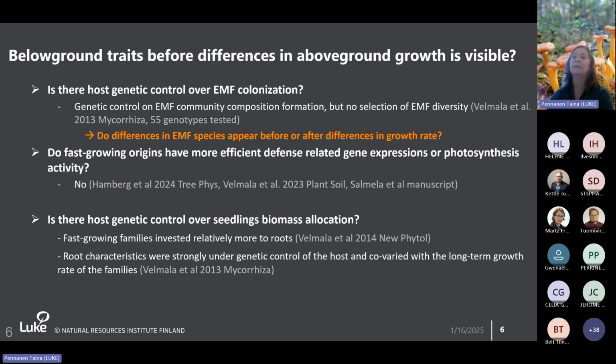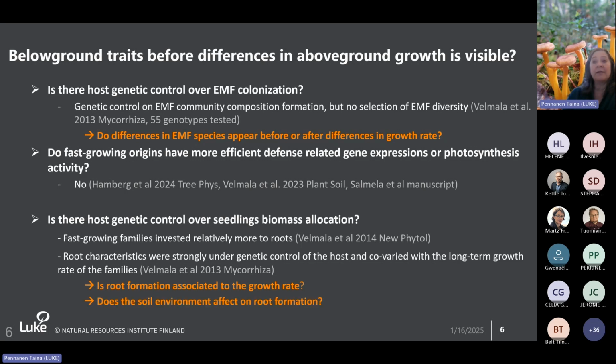Actually, it looked like in many experiments that fast-growing families and clones seem to invest more in their roots at a very early stage. And in the experiment I mentioned about the mycorrhizal diversities, the root characteristics were more strongly under genetic control of the host, and they also co-varied with the long-term growth rate. That was stronger than the mycorrhizal diversity, and that's why we then focused our studies on the roots. Is the root formation associated with the growth rate, and is soil affecting the root formation?